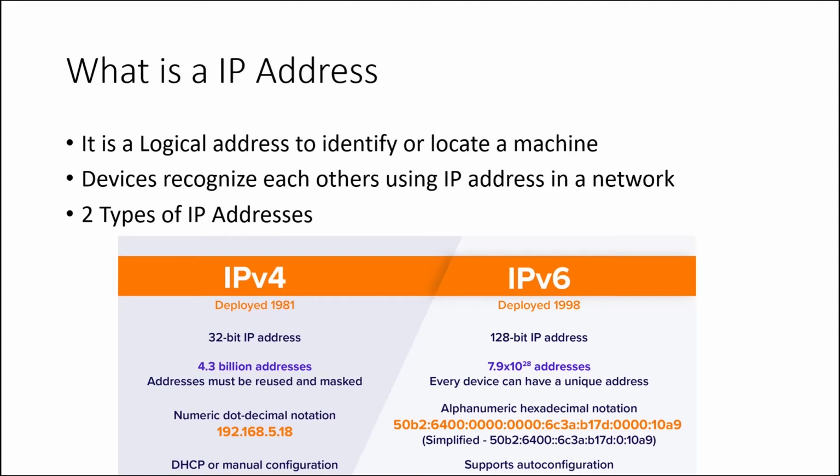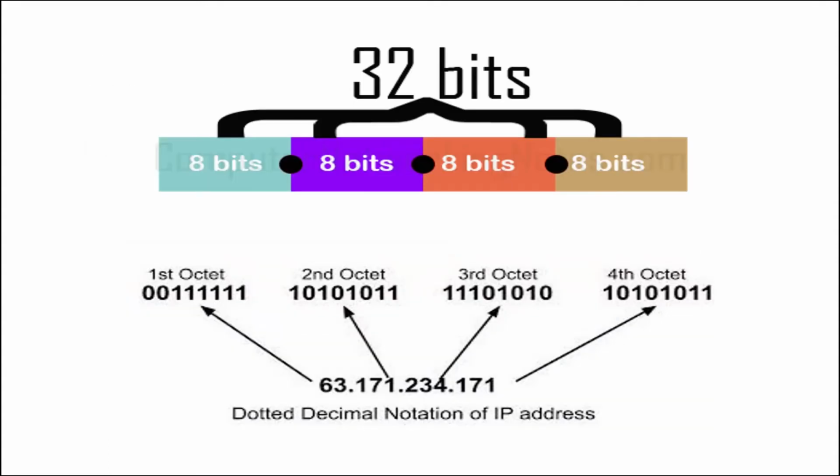Okay guys, we are not going to talk about IPv6, we are going to talk about IPv4. As I mentioned earlier, it's a 32-bit address, and the 8-bit segments are separated by dots. One 8-bit segment we call an octet. From left to right on my screen, you can see the first octet, second octet, third octet, and fourth octet.